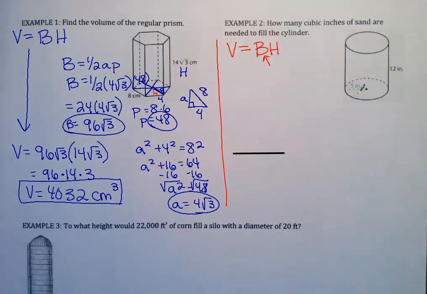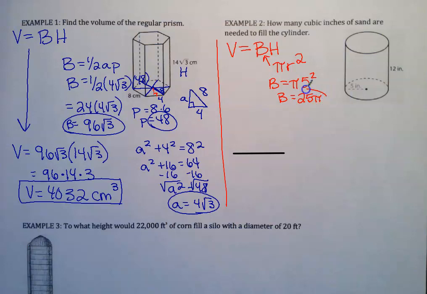No, it's pi times the radius squared. Right? If you go back to the area of a circle, pi times the radius squared. All right. So that means our base is going to equal pi times, what's our radius? 5 squared.